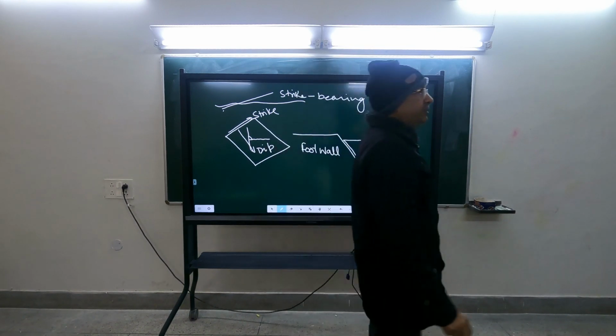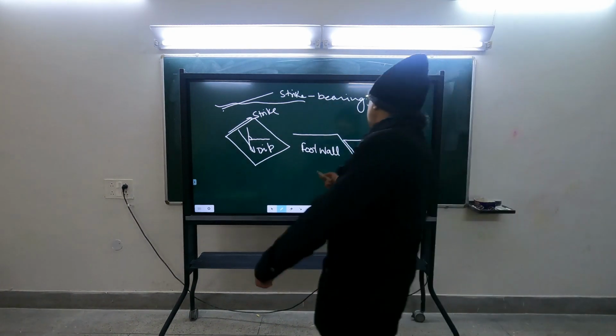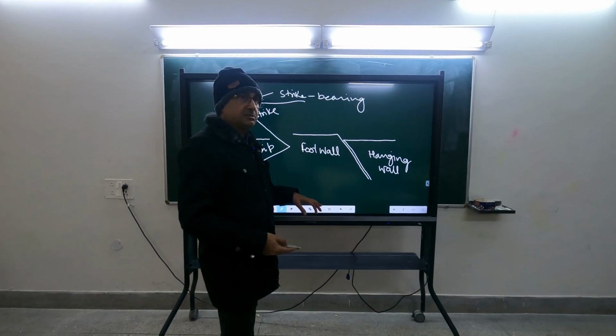How do we decide which one is foot wall or hanging wall? You try to stand on the fault. Then the block on which your foot will be resting, that is foot wall, and the other wall is hanging wall. For example, if this was inclined in this direction, then the foot wall and hanging wall will change.